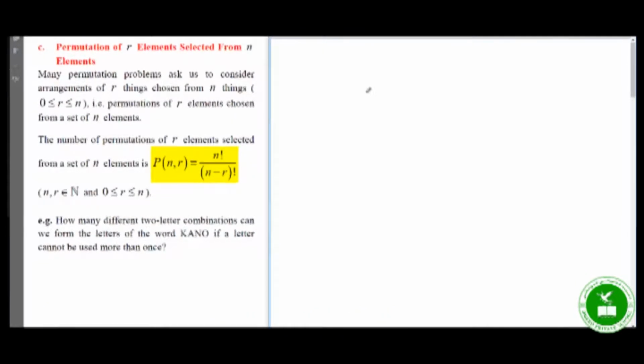Okay, in the previous lesson we studied permutation of n elements from n elements. It means arranging or ordering all elements of a set. In this lesson we will study how to arrange some of the elements of the total elements of a set. For example, if we choose r elements, where r is greater than or equal to 0 and less than or equal to n, it can be 0, it can be n, but values between these two are also possible.